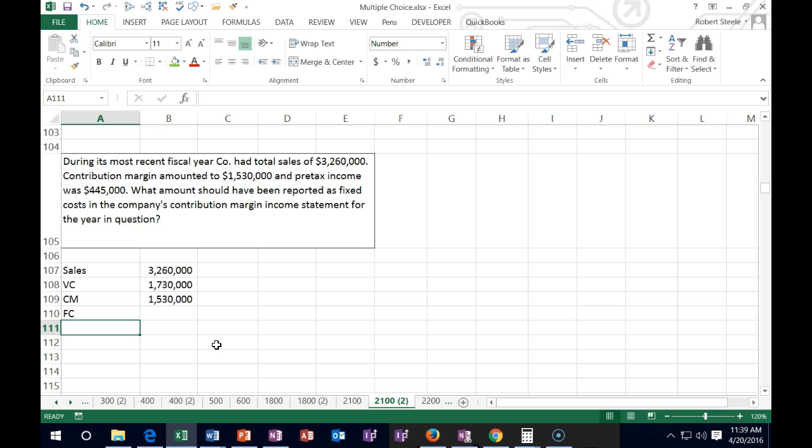We don't know that. And then we have the income before tax. It's kind of like net income, net income before tax, and they gave us that number. So once again, we're backing into a number. They gave us the 450,000. So once again, we're backing into this number.